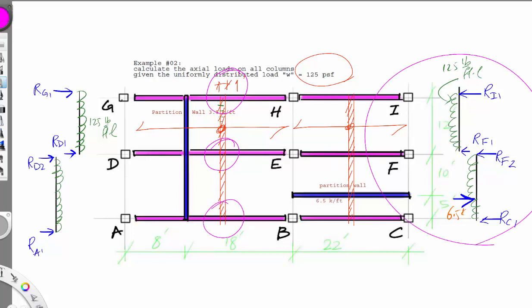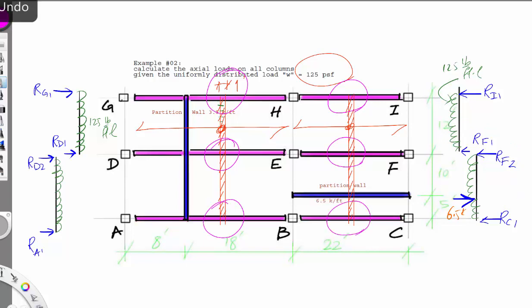And this side, this reaction will give us the value here, and these two will give us the value here, and of course this will give us the value here. So we need to calculate these first, and then we move to each and every beam in the long direction. So let's do this first.